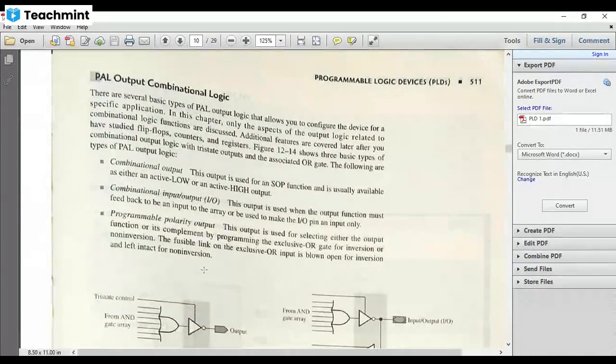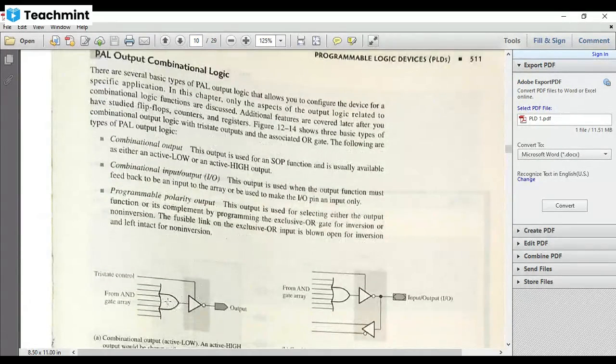And at the output of this fixed OR gate, there is one buffer further. This is a tri-state buffer, okay. Due to that, we are getting these three different types. The first type is the combinational output.